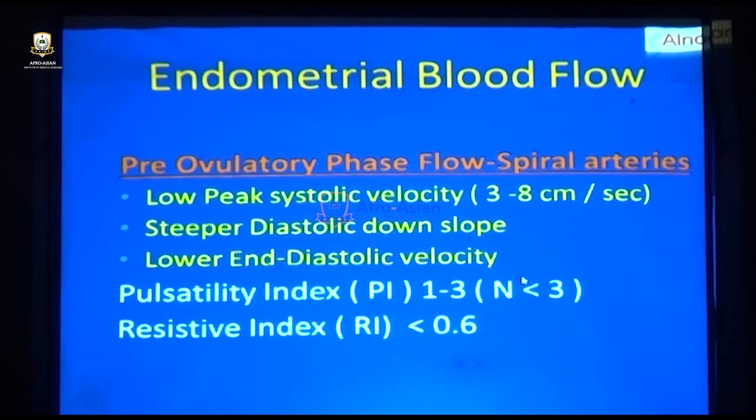Now, no doubt she has got a follicle, a good size follicle, but the sub-endometrial blood flow is not competent enough to allow the fertilized ovum to be implanted in the endometrium because the blood supply is not very good.